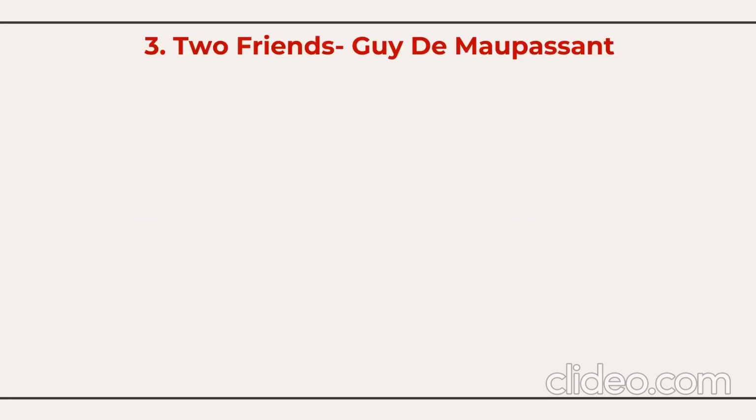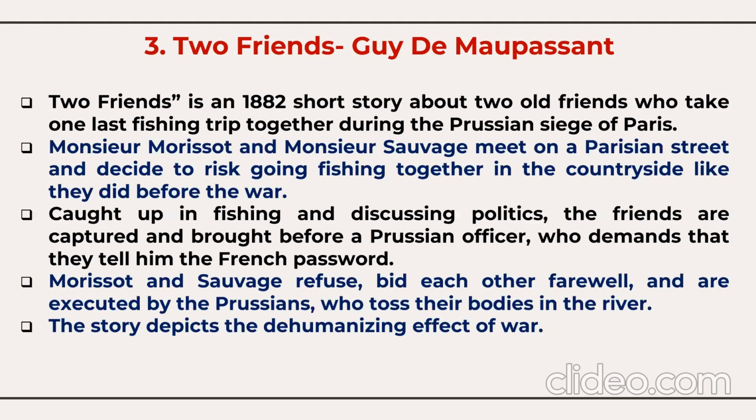Third lesson we have here, Two Friends by Guy de Maupassant. Two Friends is a 1882 short story about two old friends who take one last fishing trip together during the Prussian siege of Paris, Monsieur Morisot and Monsieur Sauvage. They meet on a Parisian street and decide to risk going fishing together in the countryside like they did before the war. But they get caught up in fishing and discussing politics.